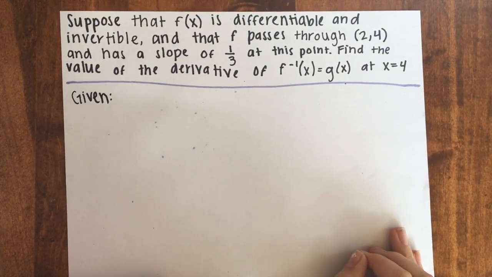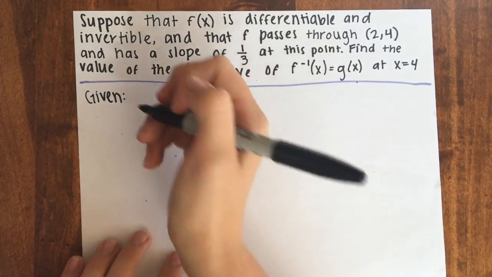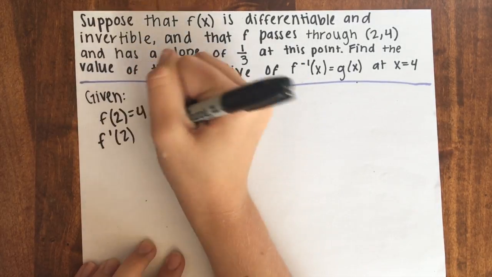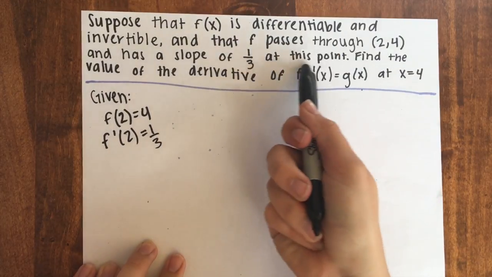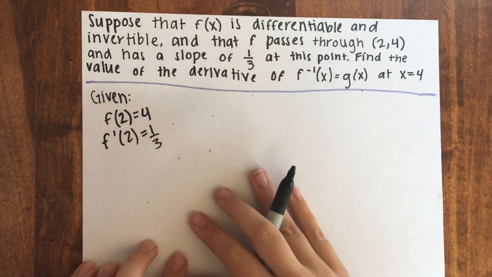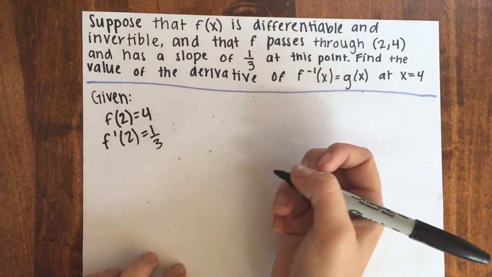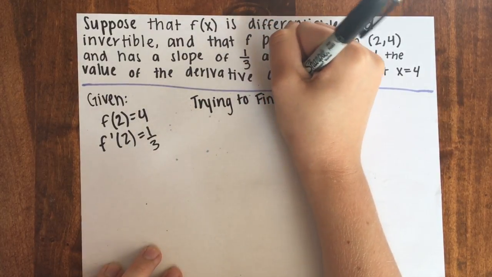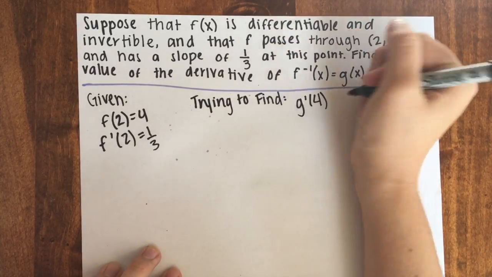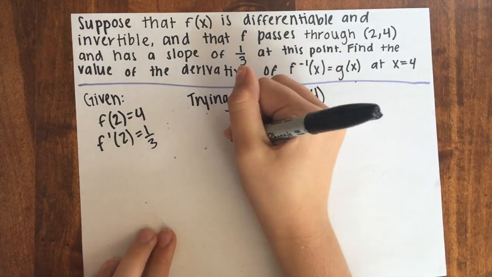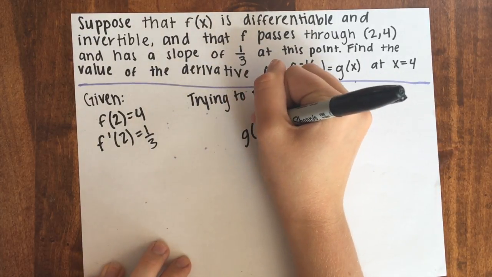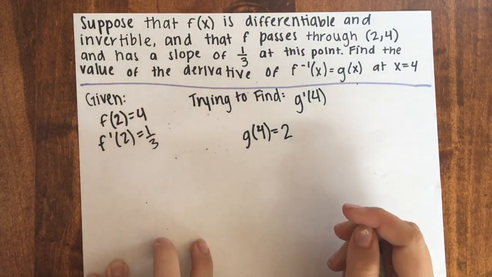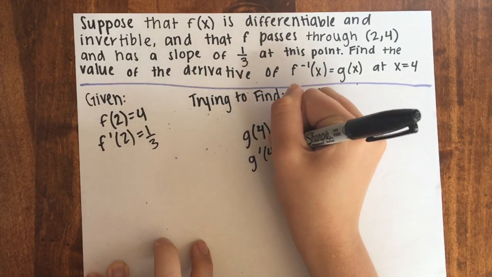So I'm just going to write out that it's given that f of 2 equals 4, and that f prime of 2 equals 1/3, because it's given that the instantaneous slope at that specific point is 1 over 3. Also, I just like to write out what I'm looking for. So what we're trying to find is g prime of 4. So another thing that's important to know is that we were also given that g of 4 equals 2, because since g and f are inverses, the inputs of f are the outputs of g, and the outputs of f are the inputs of g.